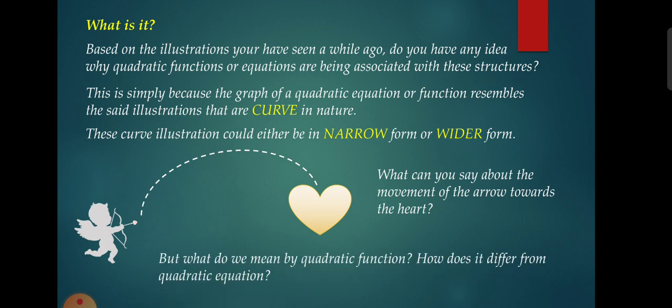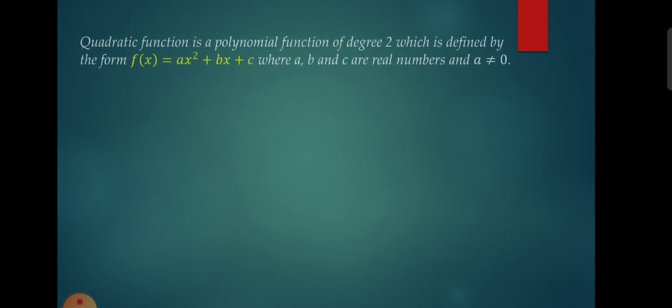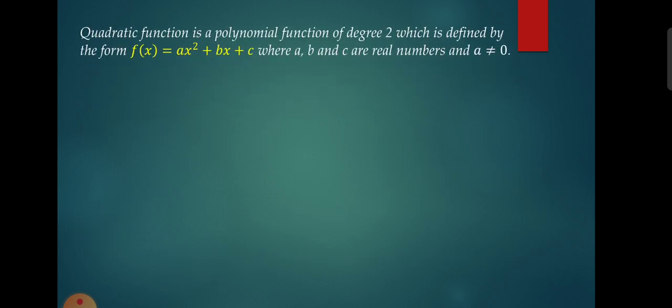But what do we really mean by quadratic function? How does it differ from quadratic equation? What is the difference? A quadratic function is a polynomial function of degree 2. Similarly, a quadratic equation is a polynomial equation of degree 2, which is defined by the form f of x is equal to ax squared plus bx plus c, where a, b, and c are real numbers, and such that a should not be equal to 0.